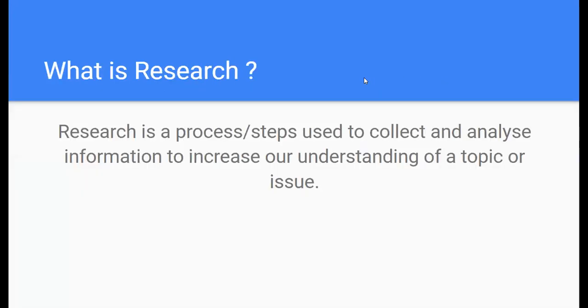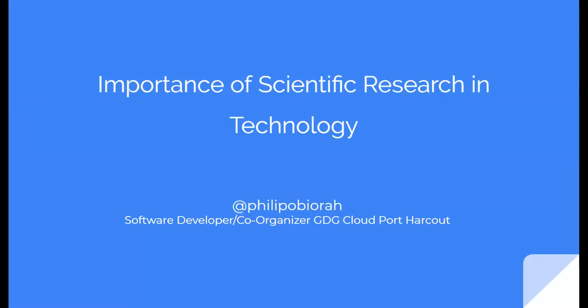Okay, so let us understand the entire concept. Understand what is research, what is scientific research, break it down to technology, and then look at the importance of this, and then the challenges in the researcher space. So let's begin. So what is research? What's the understanding of research so far?